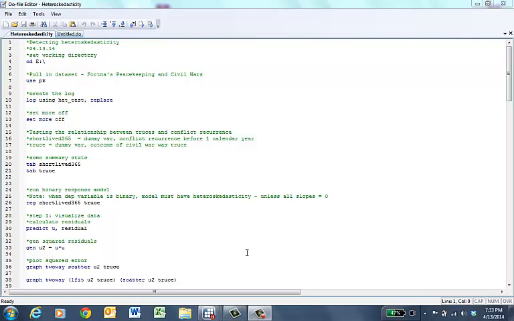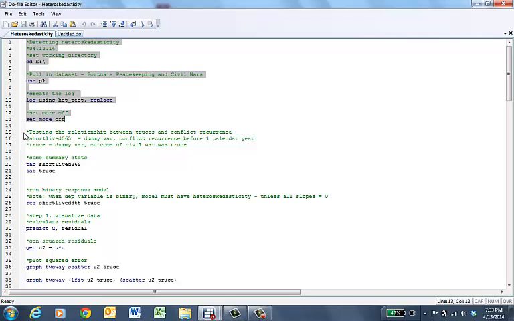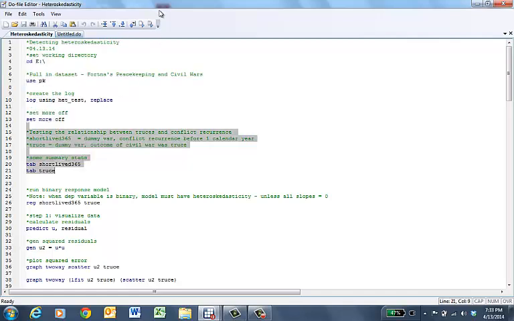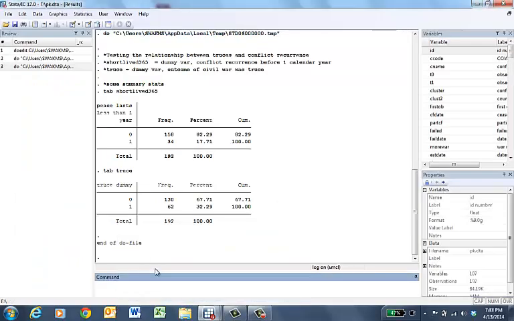The first step in testing for heteroskedasticity will be visualizing the data. The data we're going to use today is Page Fortna's Peacekeeping and Civil Wars dataset. In particular, we're going to look at the relationship between truces and conflict recurrence. I can run some basic summary statistics to look at the distribution of these variables.